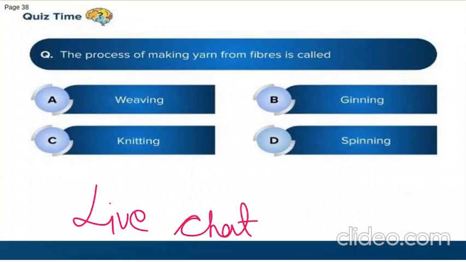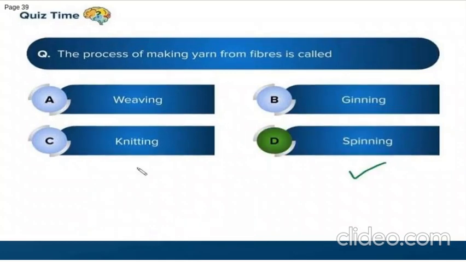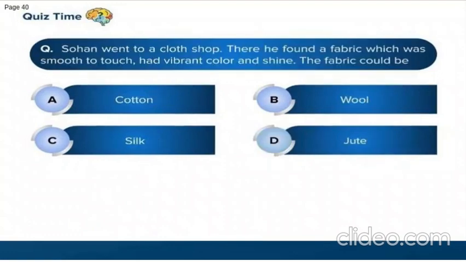Okay. The process of making yarn from fibers is called what? Weaving, ginning, knitting, or spinning. 10 seconds. One, two, three, four, five, six, seven, eight, nine, ten. So 10 seconds done. The correct answer is spinning. Weaving is for clothing. Ginning is for the fibers. Knitting again is similar to weaving. Spinning is a process where we convert fibers to yarn.